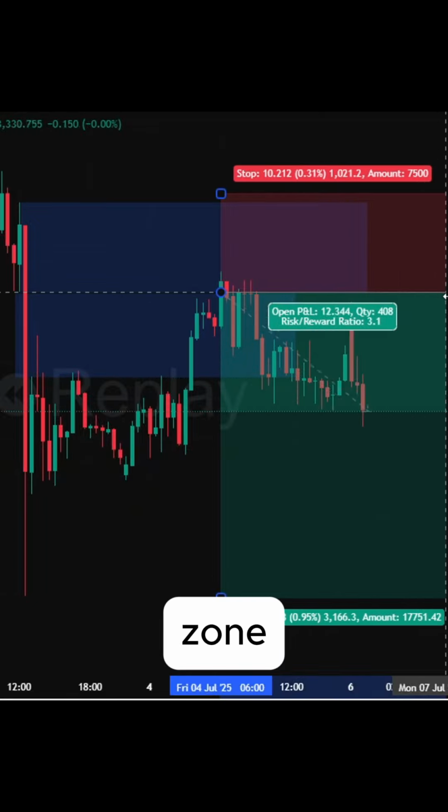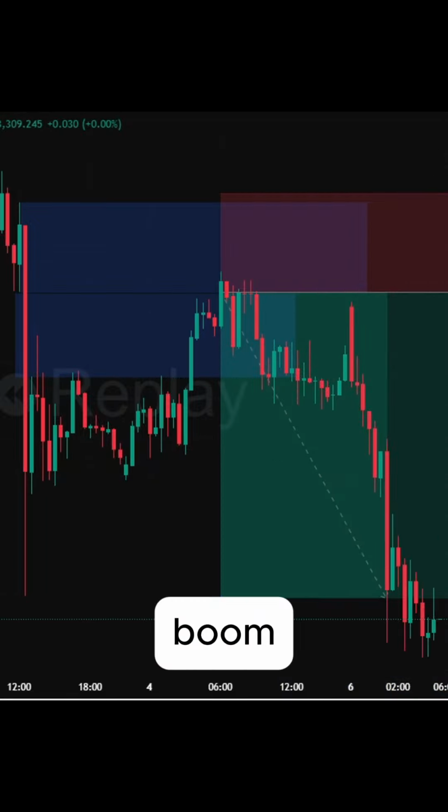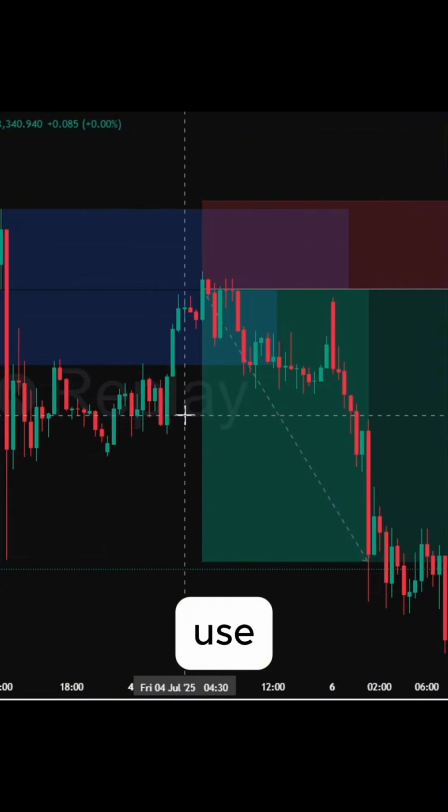Very nice rejection off the zone. And boom, straight to TP. And that's how you use fair value gaps to trade, everybody.